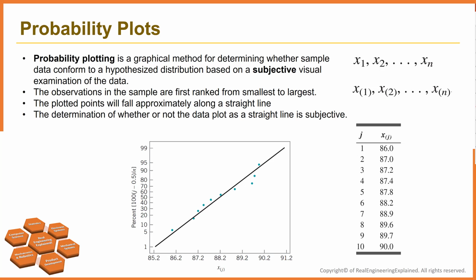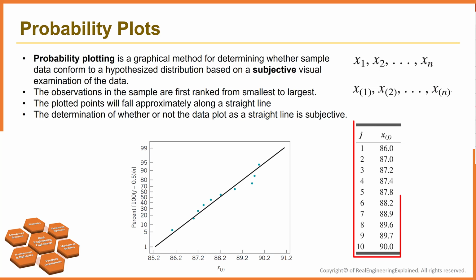Probability plotting is a graphical method for determining whether sample data conform to a hypothesized distribution based on a subjective visual examination of the data. To construct a probability plot, the observations in the sample are first ranked from smallest to largest. For example, the sample x1, x2 until xn is arranged as x1, x2 till xn, where x1 is the smallest observation, x2 is the second smallest observation, and so forth, with xn the largest.